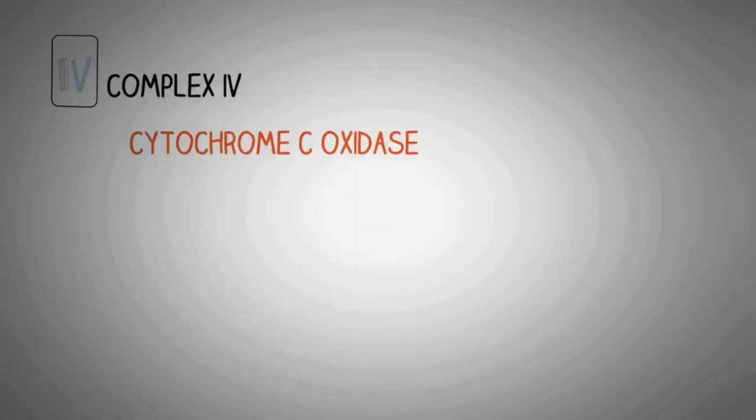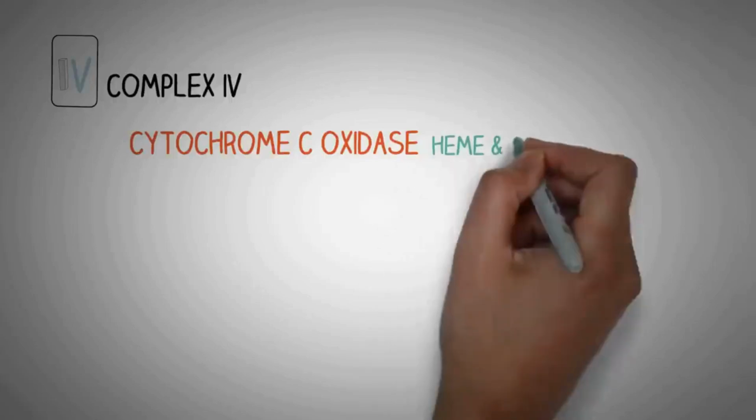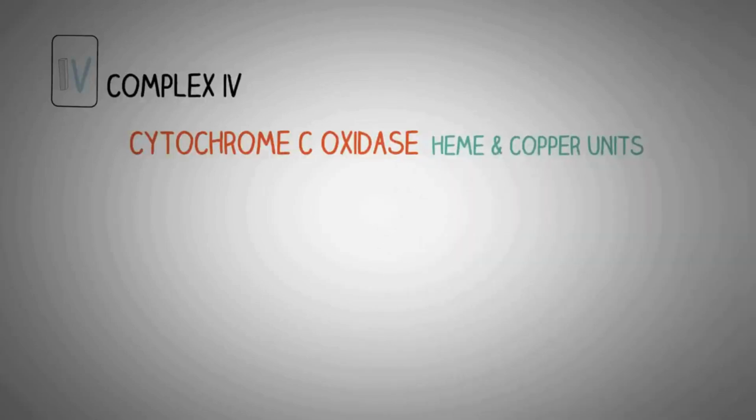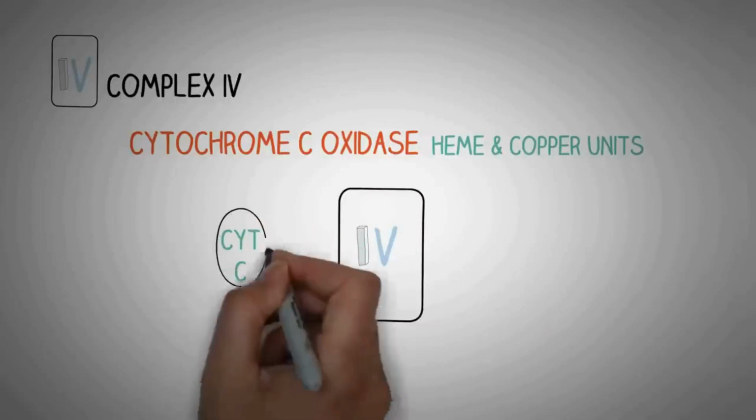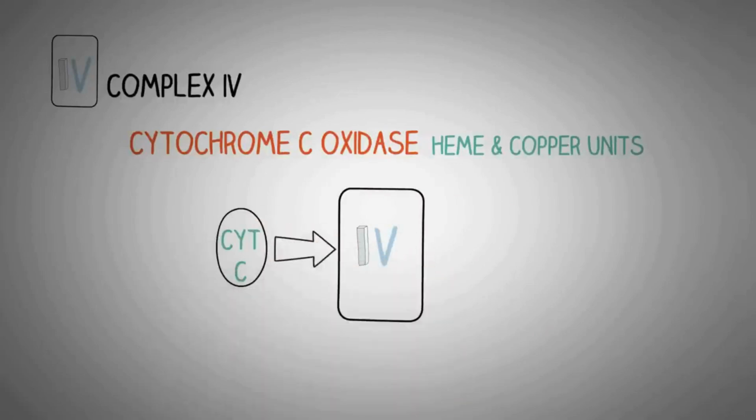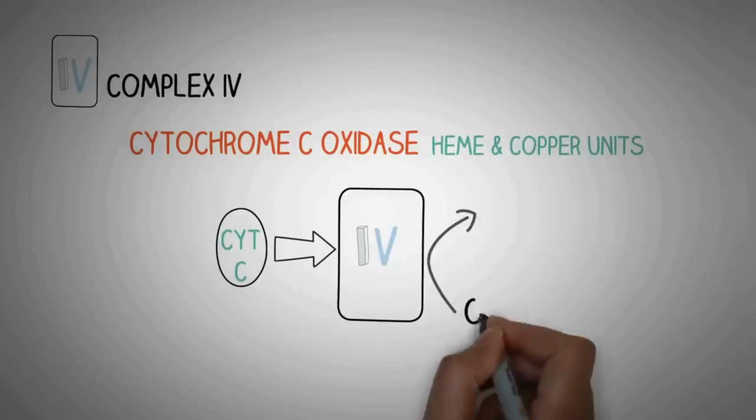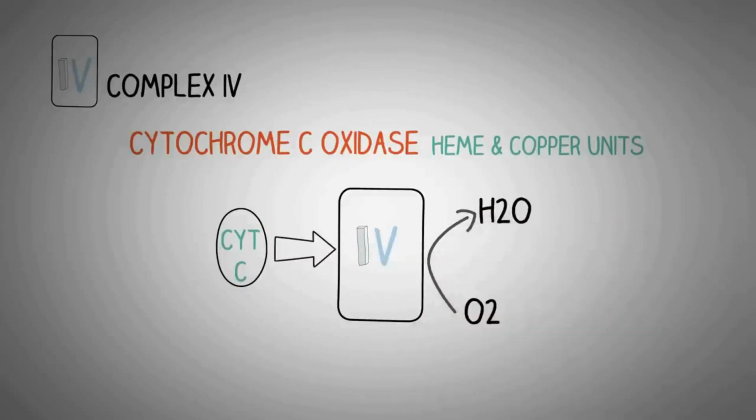Complex 4 is called cytochrome C oxidase. It is a heme and copper containing complex whose main job is to oxidize cytochrome C, that is, to receive electrons from cytochrome C, and then it uses those electrons for the reduction of oxygen to water. And hence it is called cytochrome C oxidase.